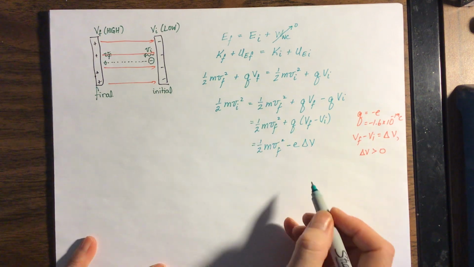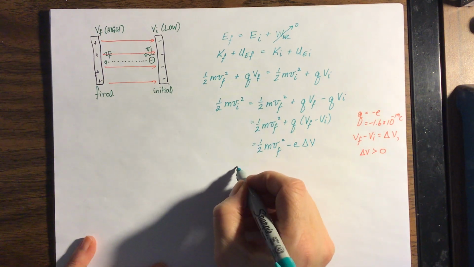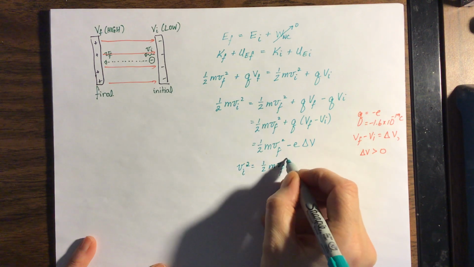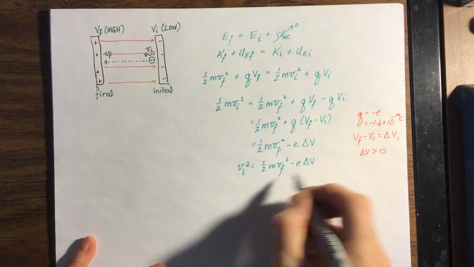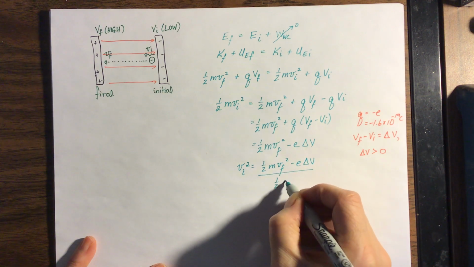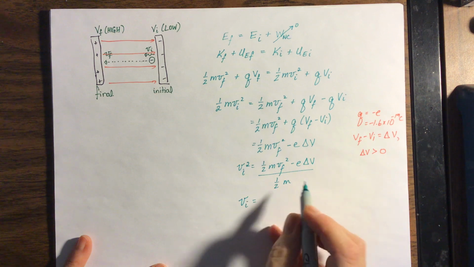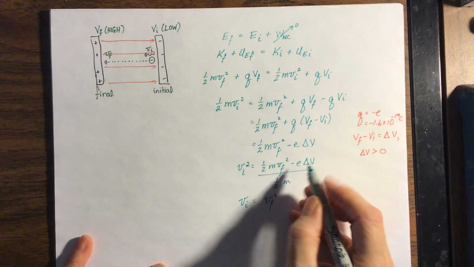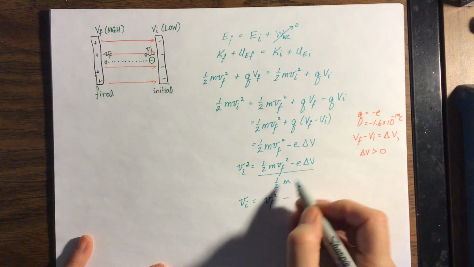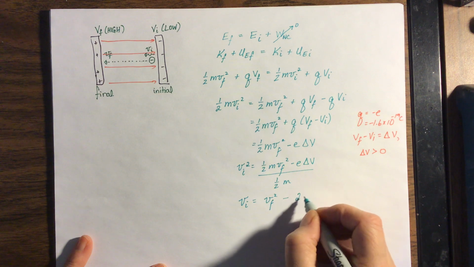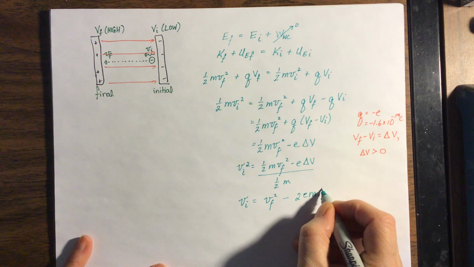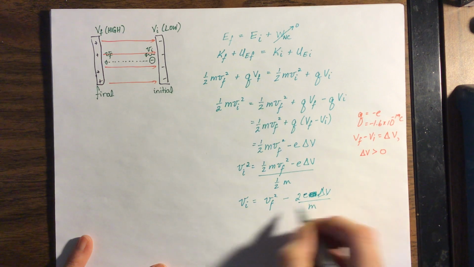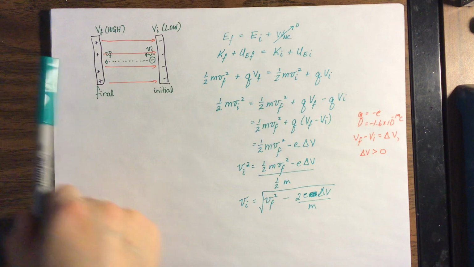I'm trying to find my VI, so I'm going to divide both sides by 1/2 m. Then I'll take the square root of both sides. 1/2 m goes into 1/2 m Vf squared to get Vf squared, minus e times delta V over 1/2 m gives us 2 times e times, oops, sorry, that m's in the denominator. Scratch that out. 2 times e times delta V over m. And don't forget my square root sign.